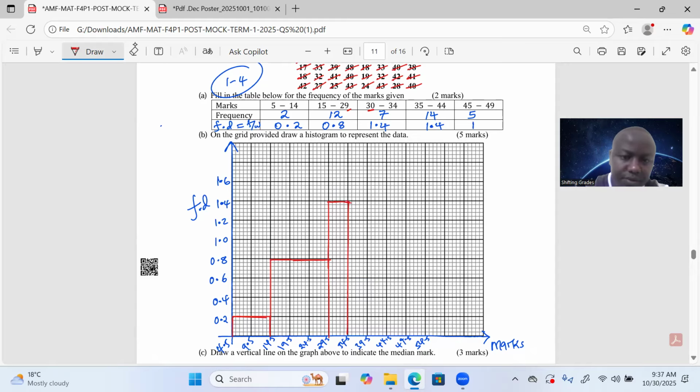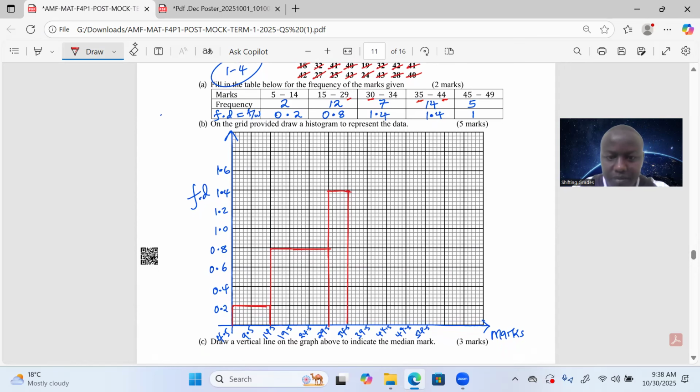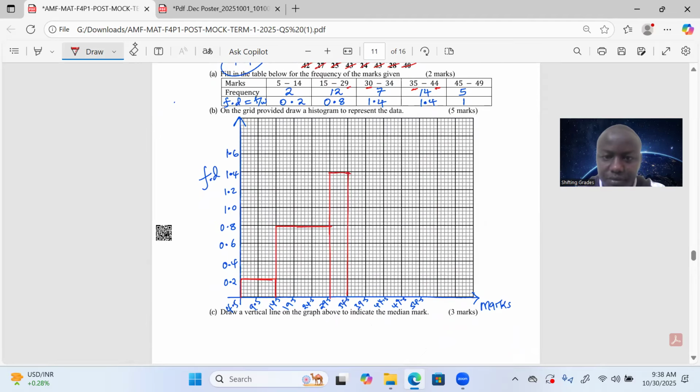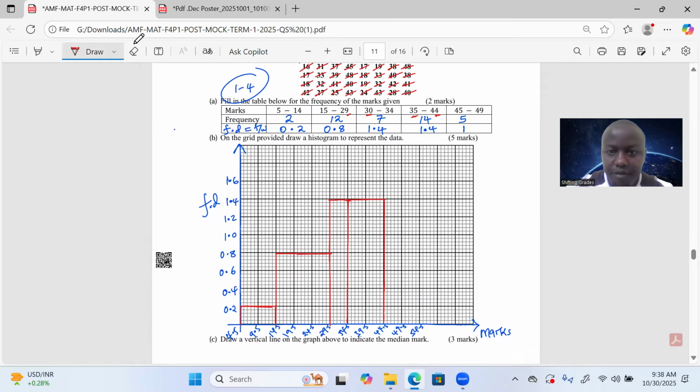The other one, from a lower boundary of 34.5 to 44.5, has the same height of 1.4. Yes, that is how it is. We proceed with plotting the last class, from 44.5 as the lower boundary all the way to 49.5, and the height is 1. So we can place our bar there. That is the height.